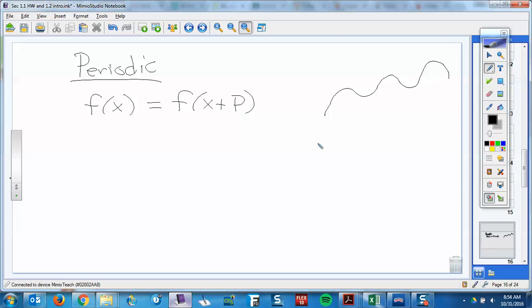Now, you guys mentioned the sine graph. What's the period of the sine graph? 2 pi. The reason for that is every 2 pi it repeats. Now, you have to be careful because at some places it repeats every pi units, right?